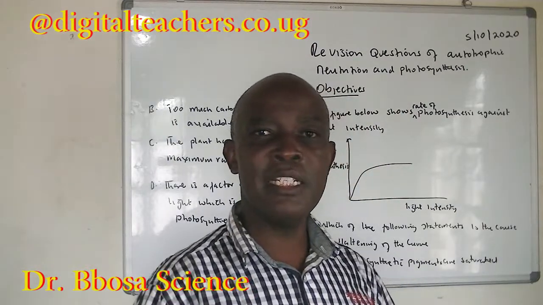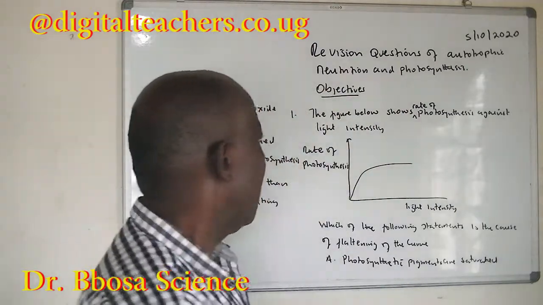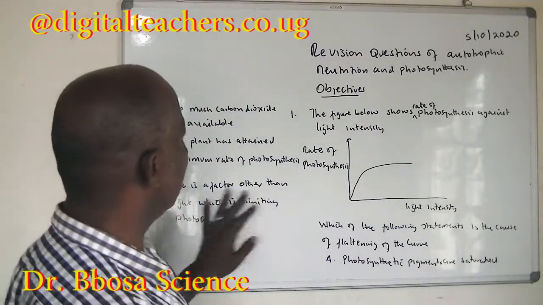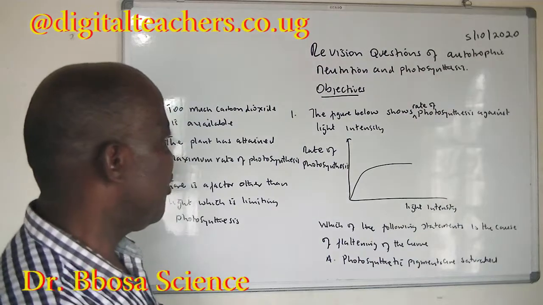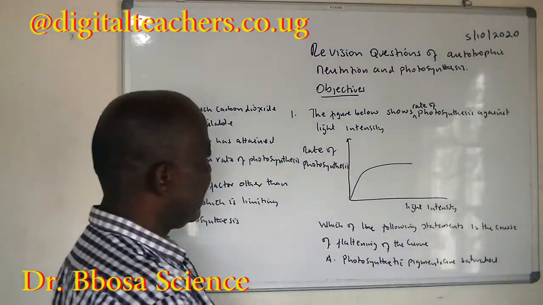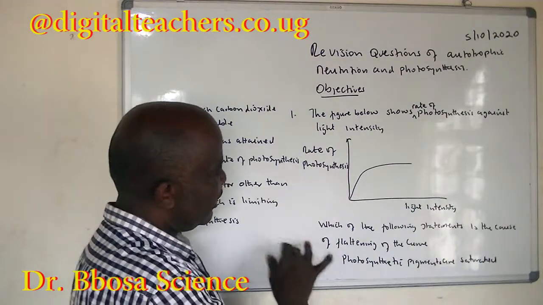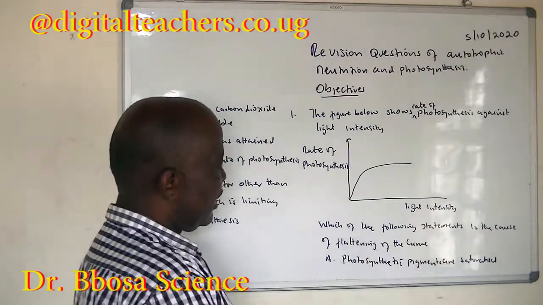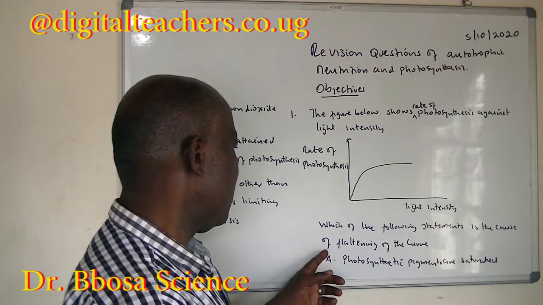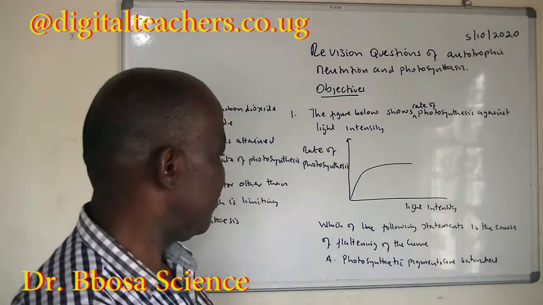Today, 5th October 2020, we are going to revise questions in autotrophic nutrition. Having completed the subject, we are going to begin with the objective questions. Question number 1. The figure below shows the rate of photosynthesis against light intensity. Which of the following statements is the cause of flattening of the curve?